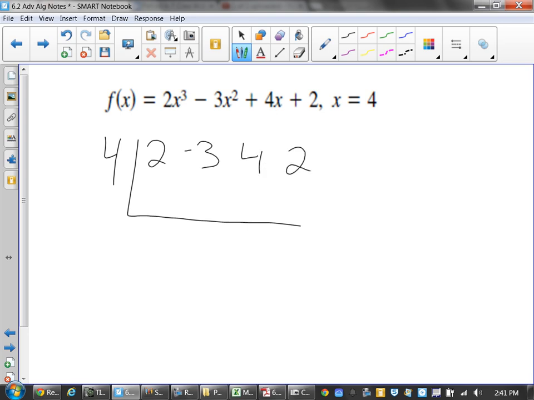Again, all I'm doing here is plucking out my coefficients. When I pull out the coefficients, then I can drop the first term. Wait, what? Why does it say x? Oh, because I thought it said x was 4, and then it said x equals 4.